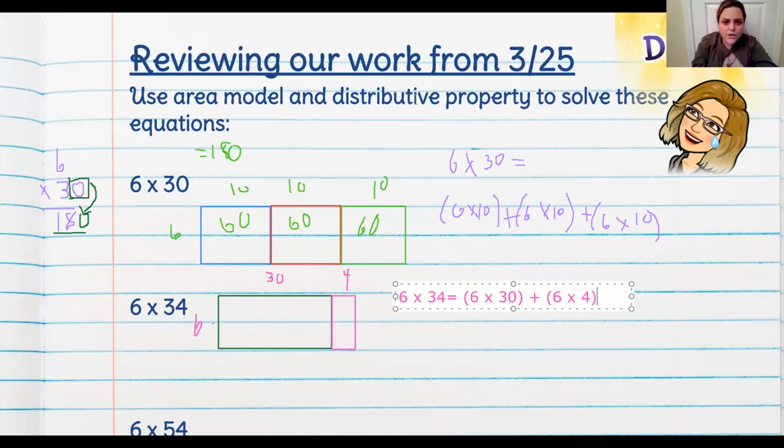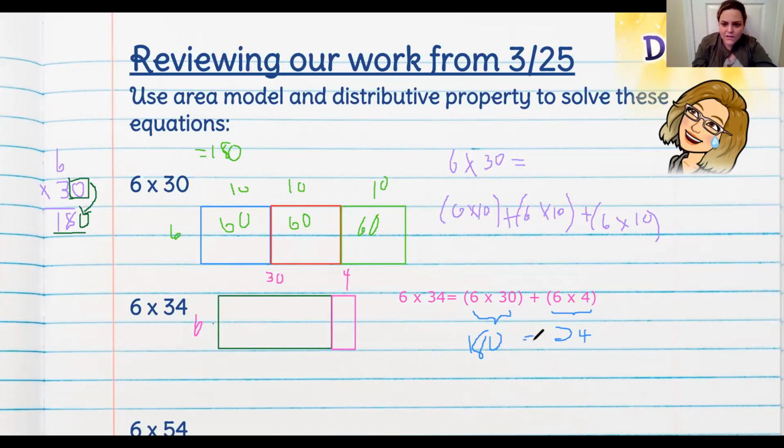So I'm going to grab another pen so I can show you guys how to solve. Let's do a different color again. So I already know 6 times 30 because I solved it earlier, gave me 180. And now 6 times 4, we should already know that fact, right? 6 times 4 is 24.